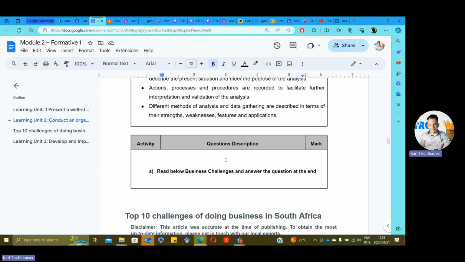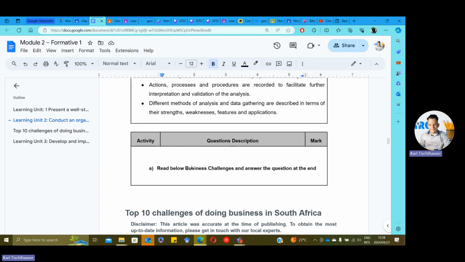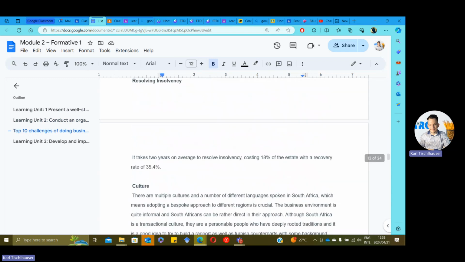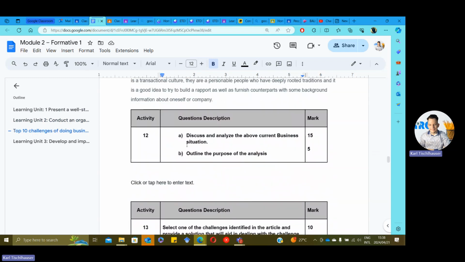So in this question, they want you guys to read an article. So there's an article about challenges of doing business in South Africa. So they want you to read that. And then once you're done reading it, you answer the question. So 12A says discuss and analyze the above current business situation. So we're looking for that definition of the current states. Remember, in my class discussion, I spoke about the 3 states. So tell me about the current state that is presented in the article.